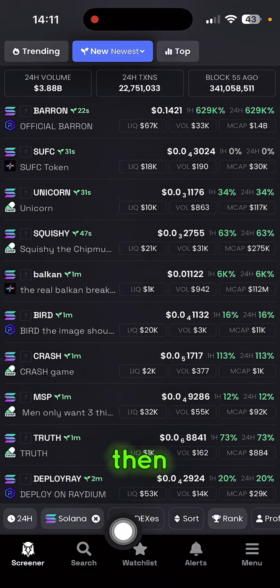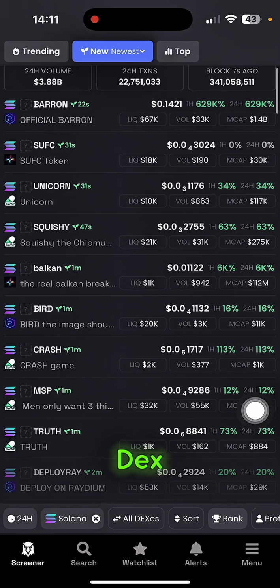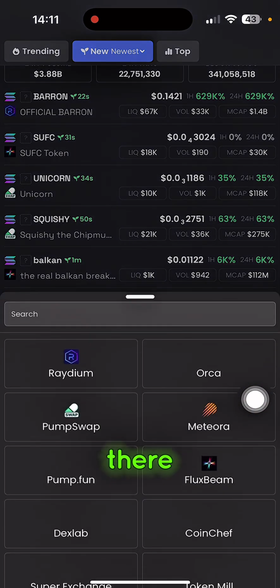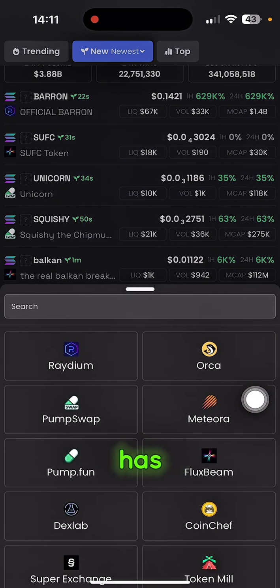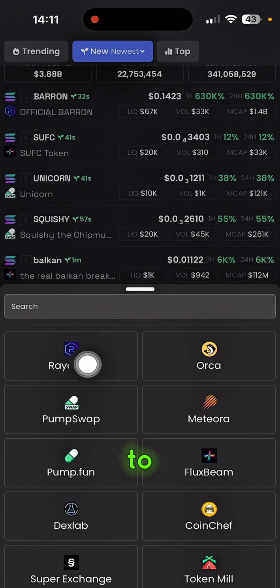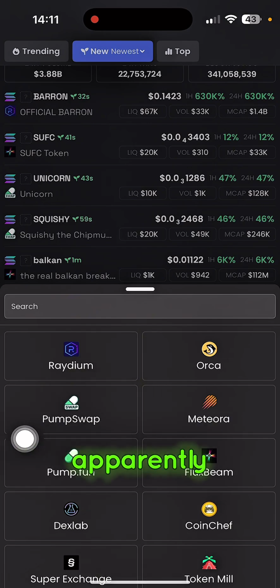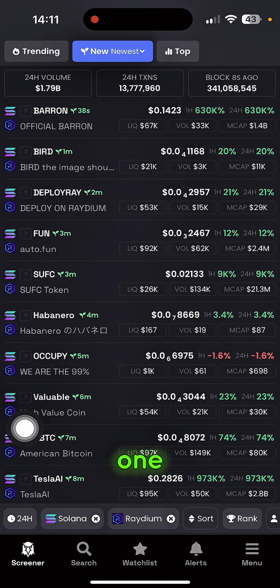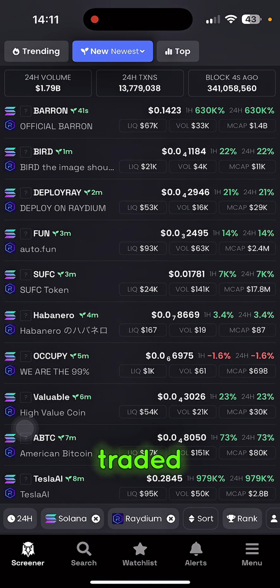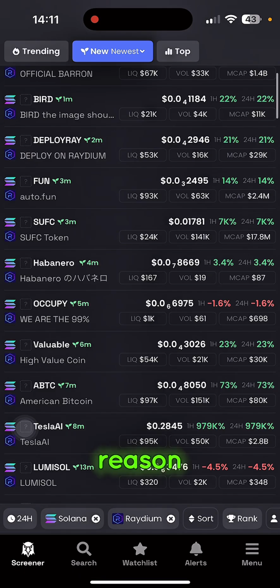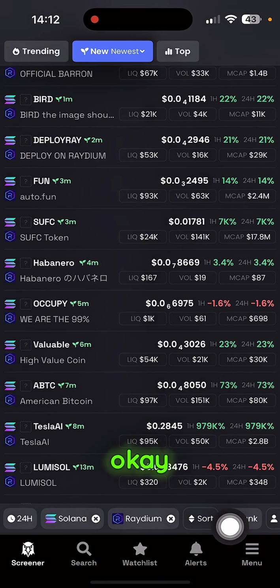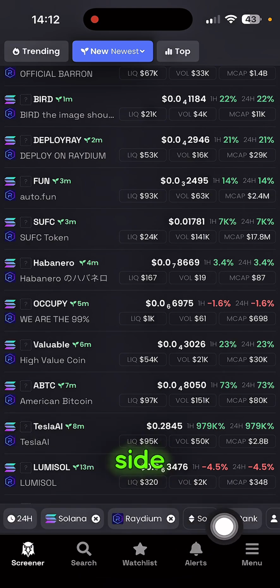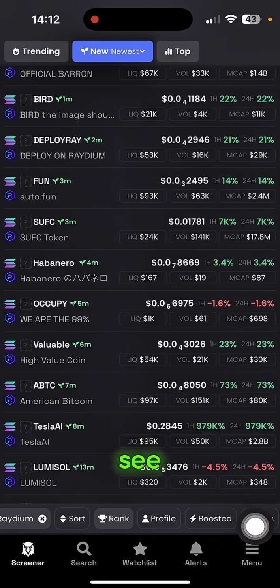And after then, we have the all dexes. So click on all dexes right there. The all dexes has to be switched to Raydium because apparently Raydium is pretty much one of the most liquid ones out there with the most traded volume. So that's the more reason I'll be sticking to Raydium. Okay, and after then you have to slide to the right hand side. You will see more options.